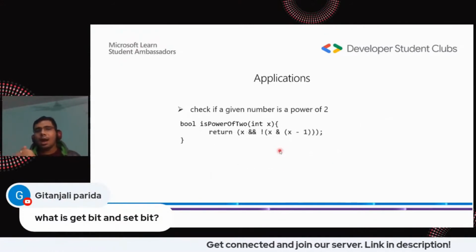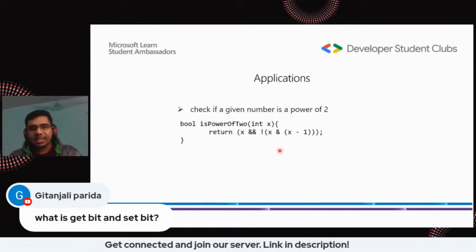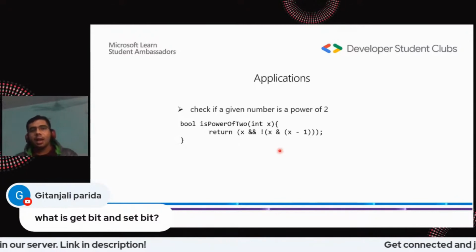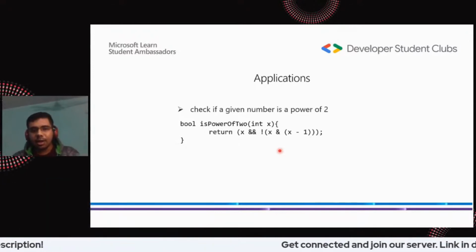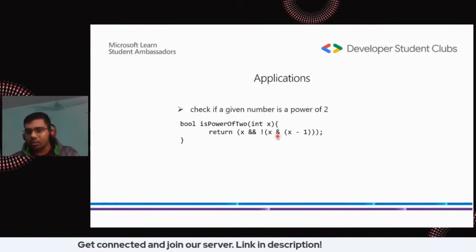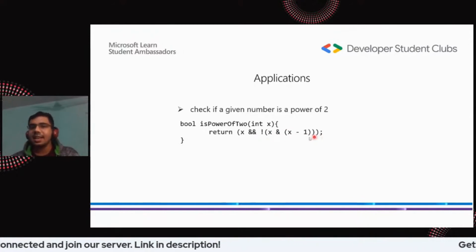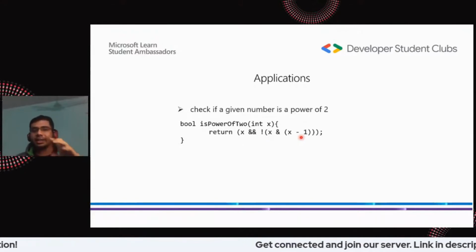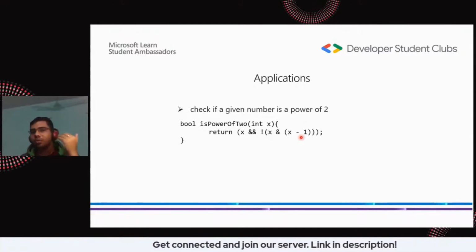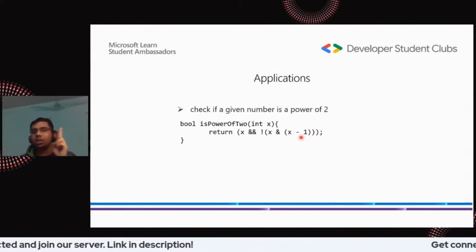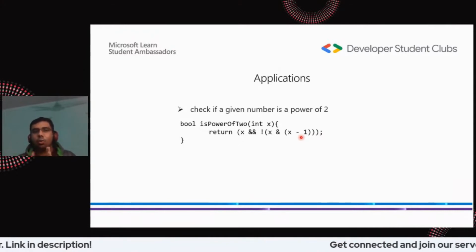If we try to do this, let's take a small example. I guess you can understand without looking at the formula. Look here. So what I am doing in the formula is basically I am using this operation x and x minus 1. Let's understand how this works. Say you have 4. So what is the binary of 4? Binary of 4 is 1 0 0, right? And x minus 1 is 3. So what is the binary of 3? 0 1 1, right?